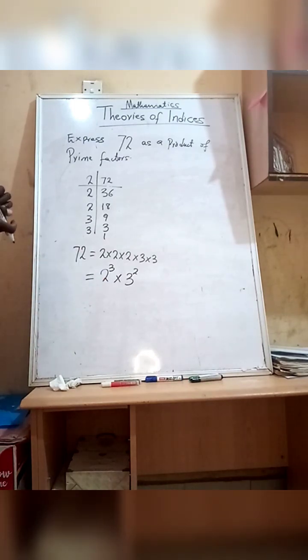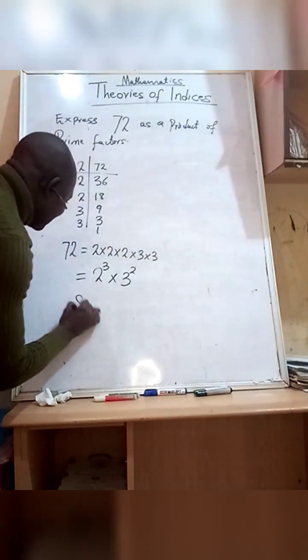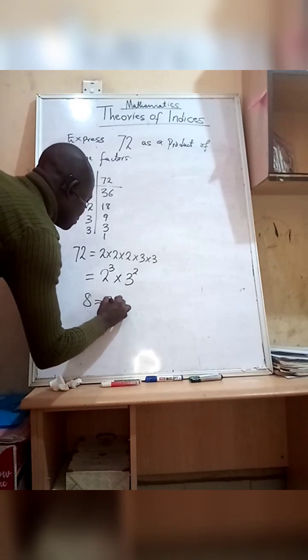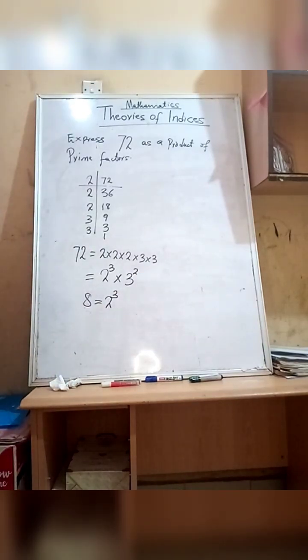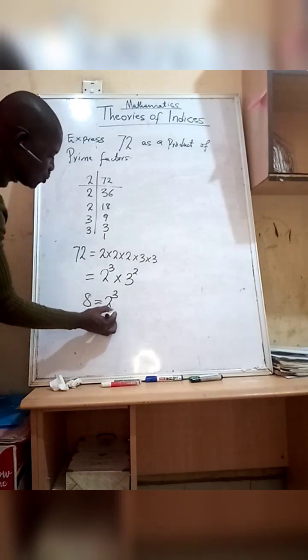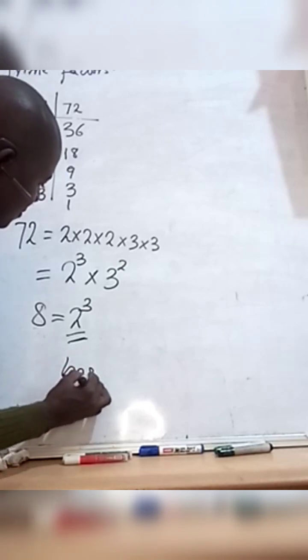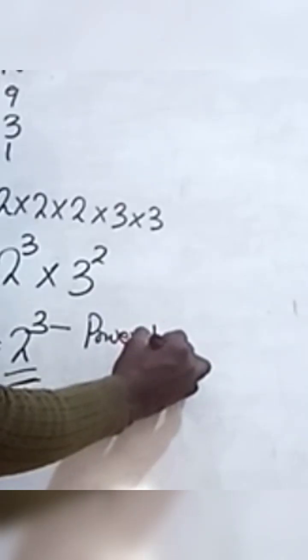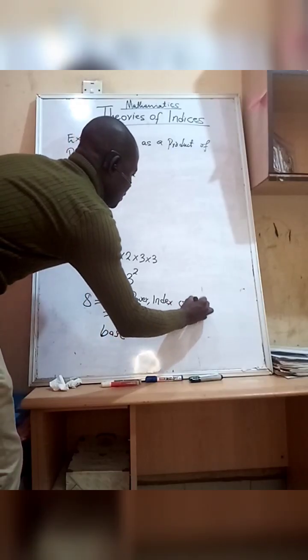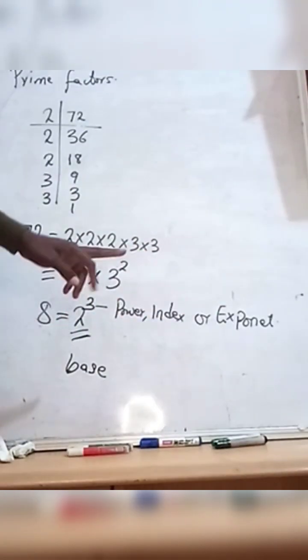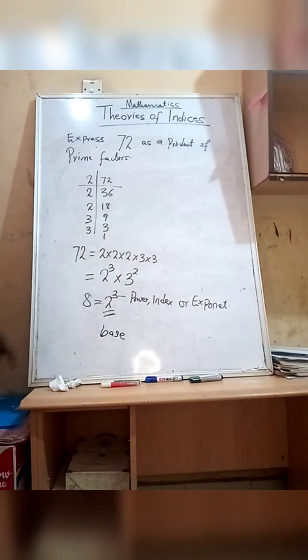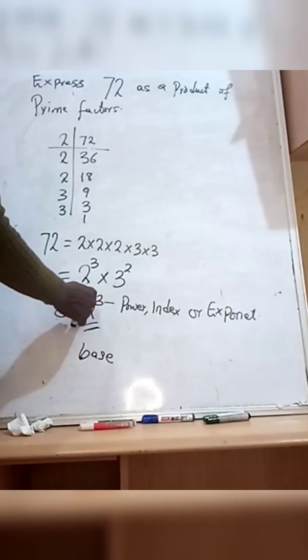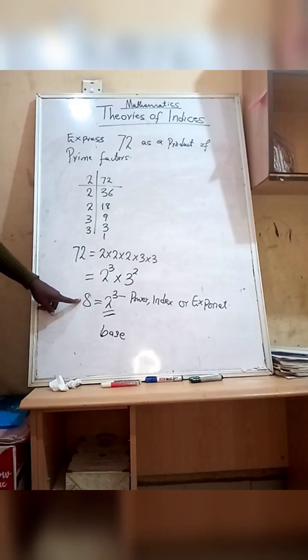What am I trying to say? When a number, say 8, is written as 2 raised to the power 3, it is said to be written in index form, where this 2 is called the base and this 3 is called the power, index, or exponent. So these terms are used interchangeably depending on the interest of the author. So wherever you see power, index, or exponent, as far as mathematics is concerned, they are referring to the number written up when a whole number is written in index form.